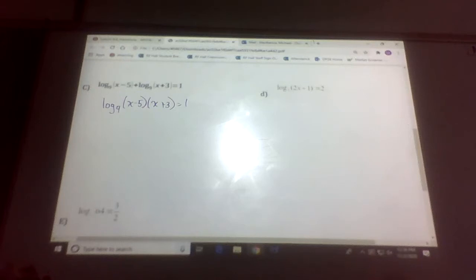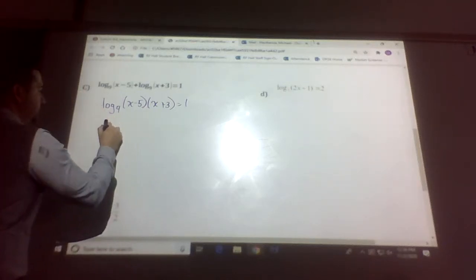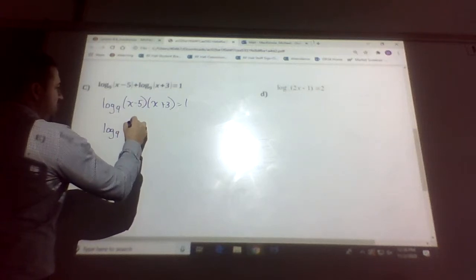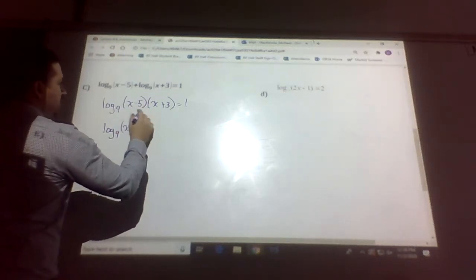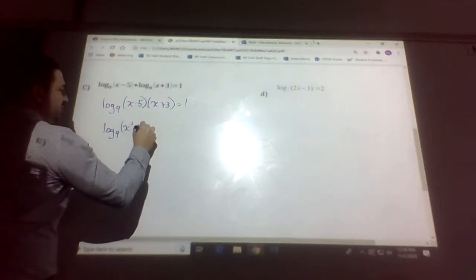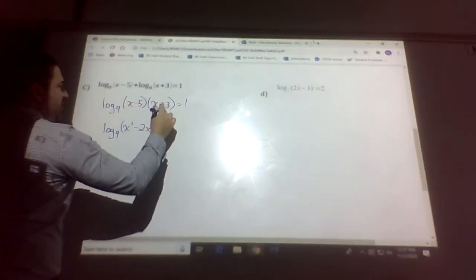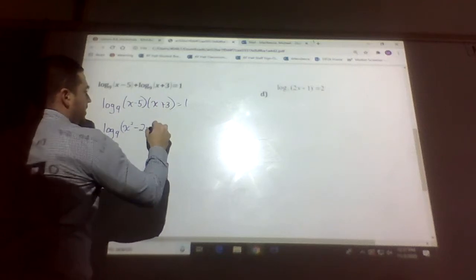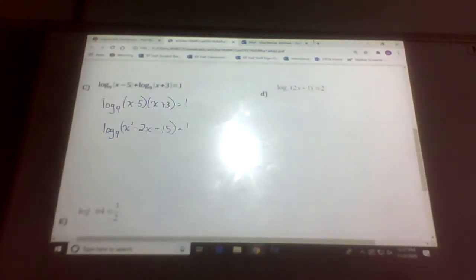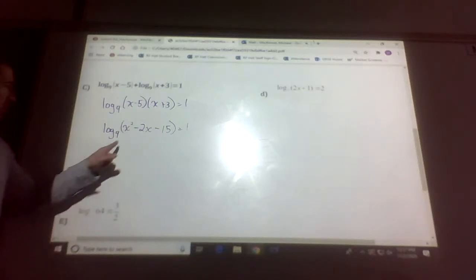Okay, so I'm actually going to multiply those brackets now. So I get x squared, just going to put in brackets, plus 3x minus 5x is negative 2x. Negative 5 times 3 is negative 15. Okay, so now we have a quadratic here.